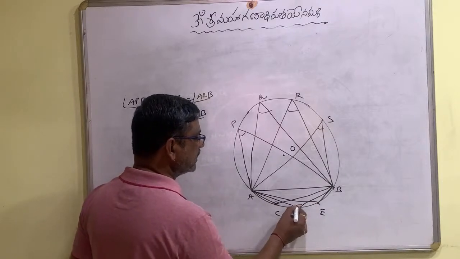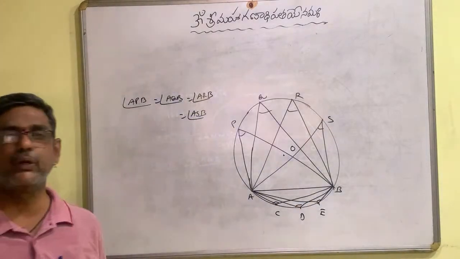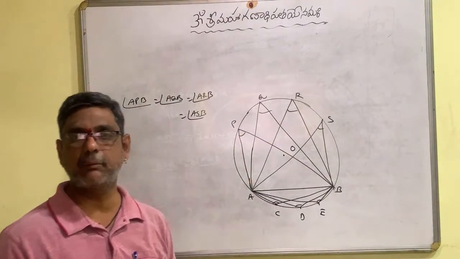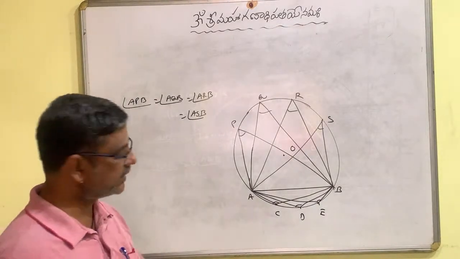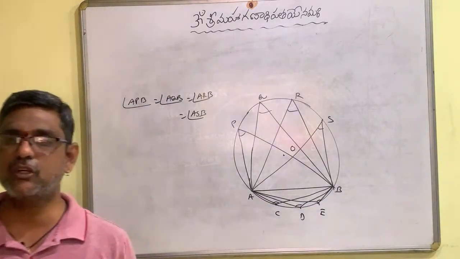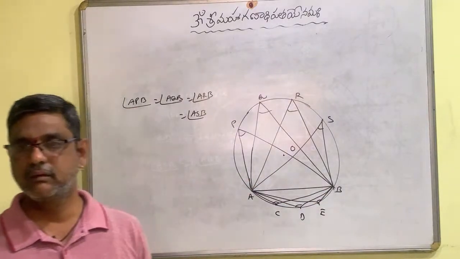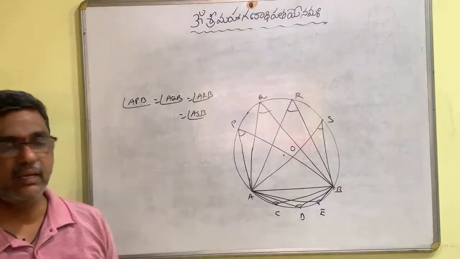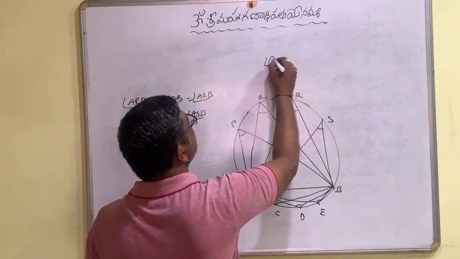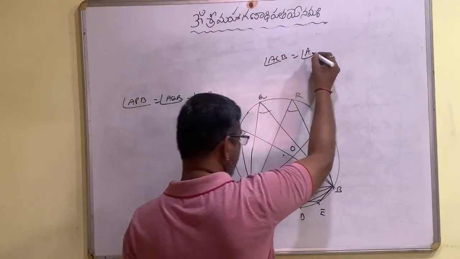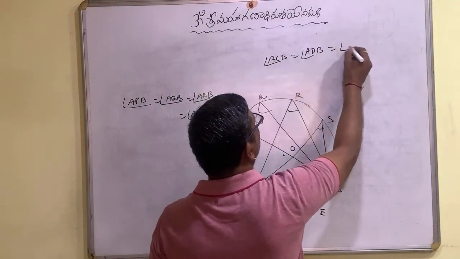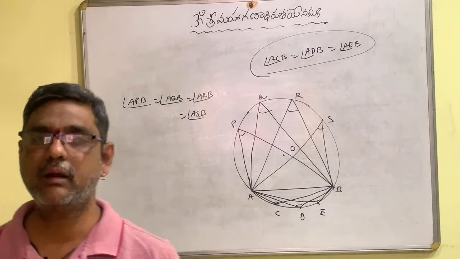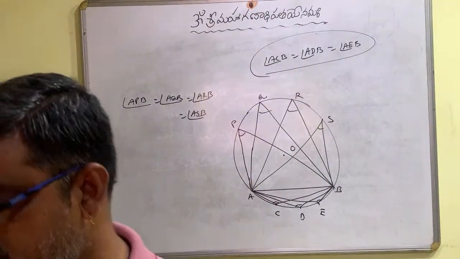Now I got 3 angles. So according to you, these 4 angles are subtended by the same chord. In the same way, these 3 angles are also subtended by the same chord AB, but in the minor segment, and these are in the major segment. Can I say angle ACB equal to angle ADB equal to angle AEB? Is this true? That was the question by that student. What do you say, children? Are they equal?